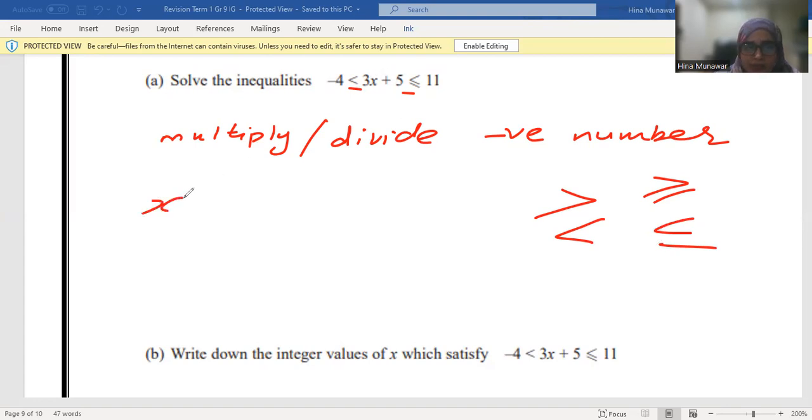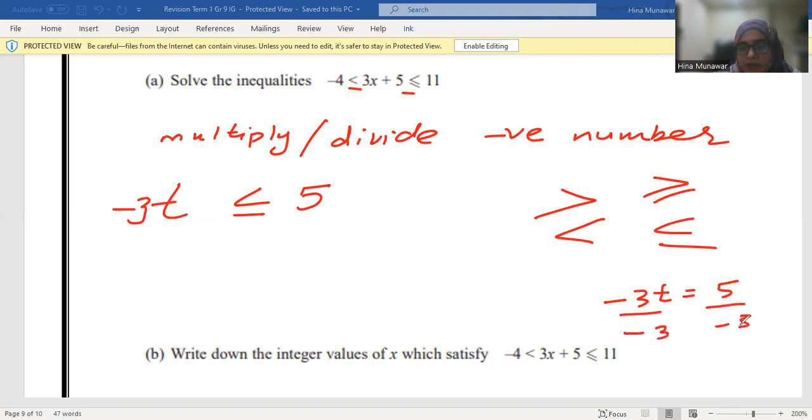For example, let's say minus 3t less than or equal to 5, and you have to find the value of t. Basically, when you have minus 3t is equal to 5, obviously you divide by minus 3 on both sides to get the value of t, right? Similarly, if you divide here by minus 3 on both sides, right? So what do you do?